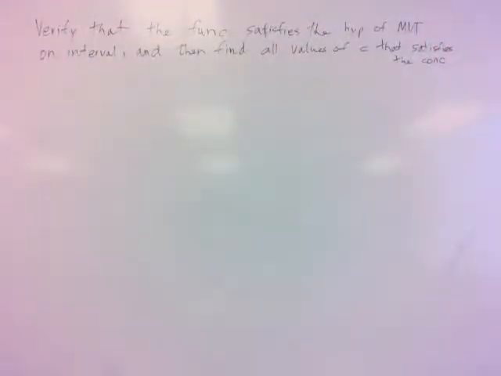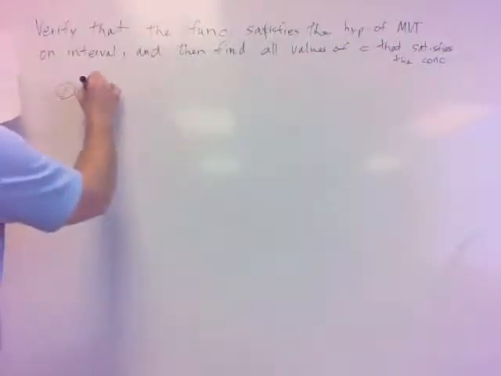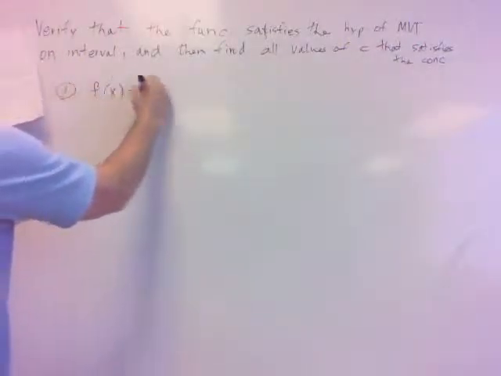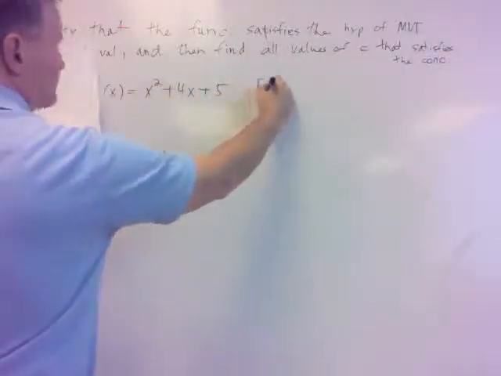And this is our function. Number one. We'll do two of these. Number one, f of x equals x squared plus 4x plus 5, and the interval is 3 to 7.